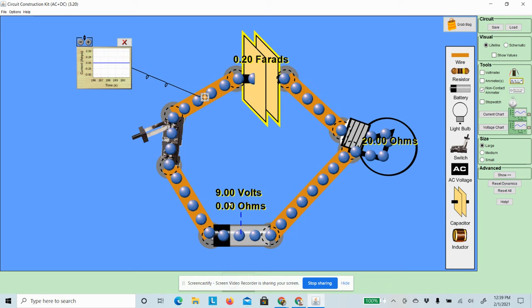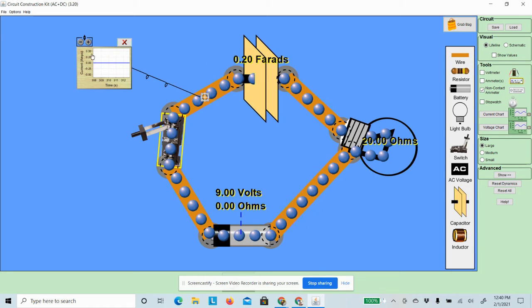You've got a 9-volt battery down here at the bottom with a 20 ohm light bulb, which is all connected to a capacitor of 0.2 farads. And there's a switch over here. Right now, notice the little blue spheres, which represent electrons, aren't moving because the switch is open. When we close the switch, pay attention to what happens.